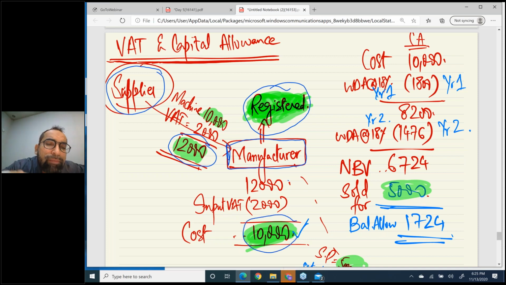So what is the real cost of the machine for this manufacturer? It is only 10,000. So the real cost is 10,000, and the government will allow you capital allowances on your real cost. For the capital allowances working, you will take 10,000 in your main pool, special rate pool or any pool. Let us say this is the main pool.